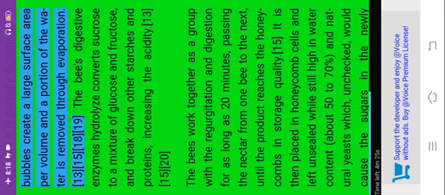The bees' digestive enzymes hydrolyze, converting sucrose to a mixture of glucose and fructose, and break down other starches and proteins, increasing the acidity. The bees work together as a group with the regurgitation and digestion for as long as 20 minutes, passing the nectar from one bee to the next, until the product reaches the honeycombs in storage quality.